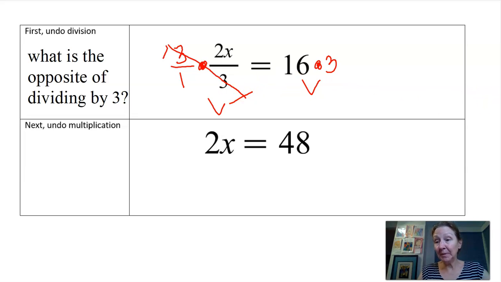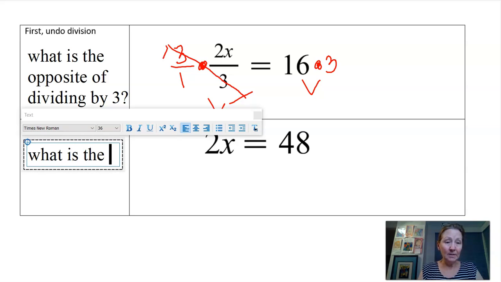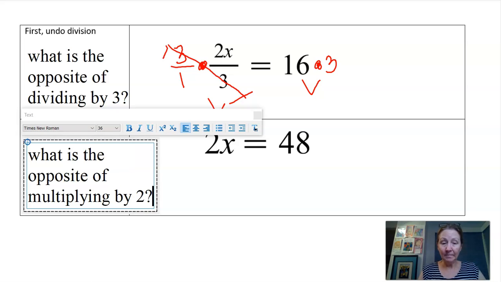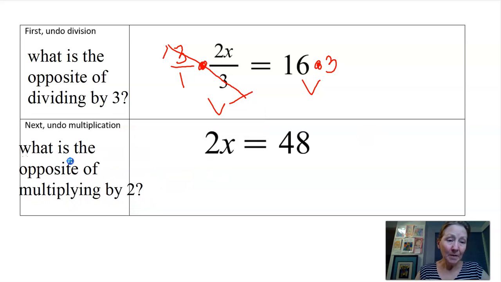Now I'm going to undo the multiplication. And so now I'm asking you to look at the equation and say, what is the opposite of multiplying by 2? Right? So the first thing we did was we multiplied by 3 because this is division. Now we're going to be dividing by 2 because we have multiplication. So this is generally called a two-step equation just because there's two things to undo.